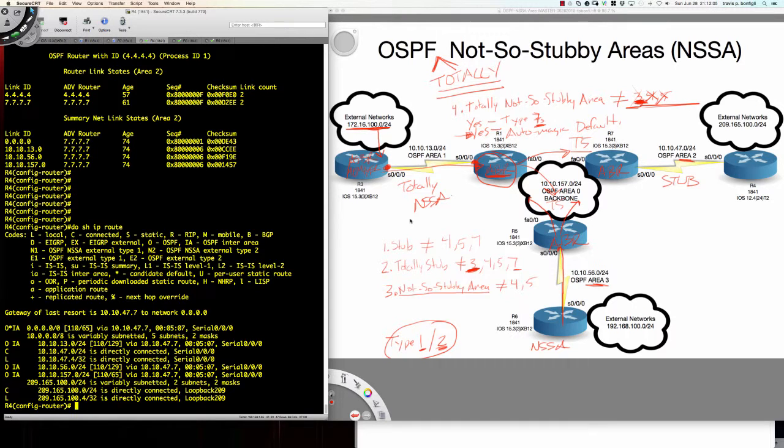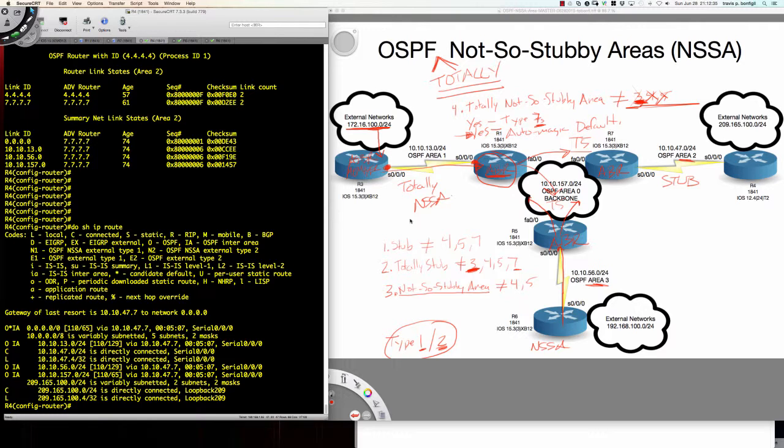We talked about the stub. The stub area automatically generates a type 3 LSA default route for us, an inter-area default route. The stub area is not going to see type 4s, type 5s, or type 7s. And remember, it's not going to see type 7s because that's going to be an external source, and it can't be an ASBR and a stub, right? If it's an ASBR, it would have to be a NSSA or a Totally NSSA.